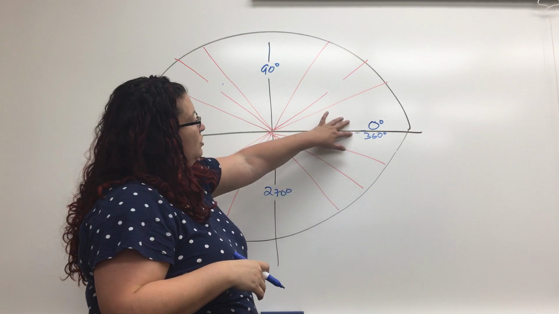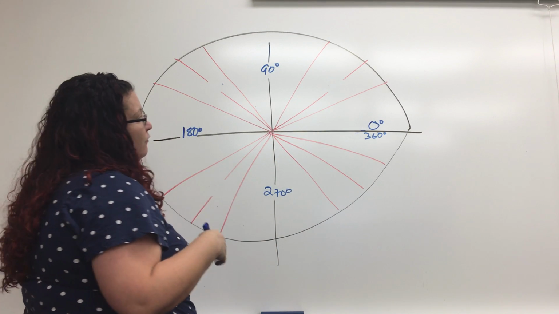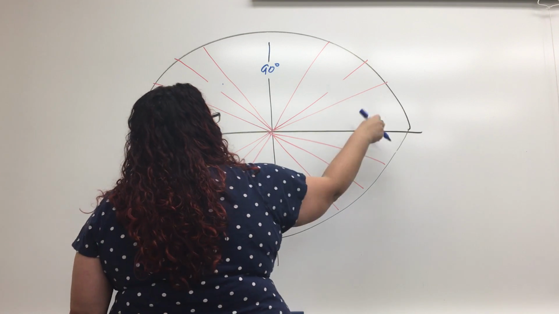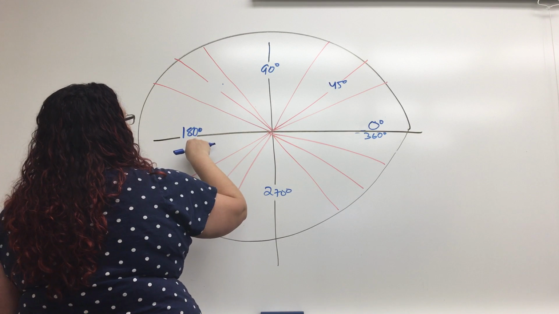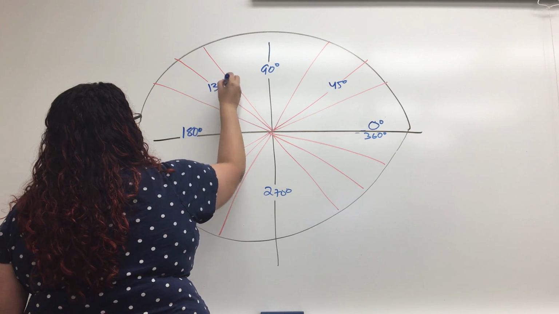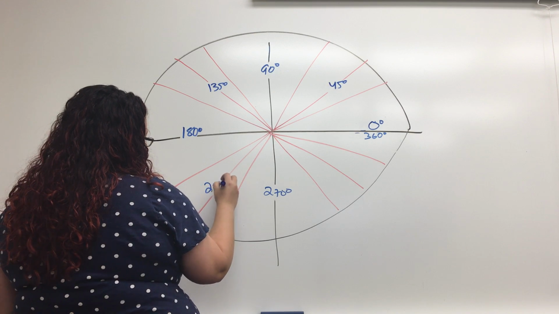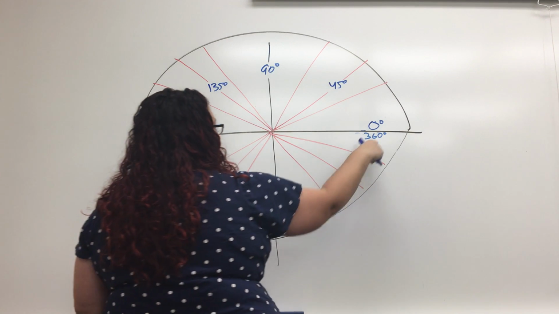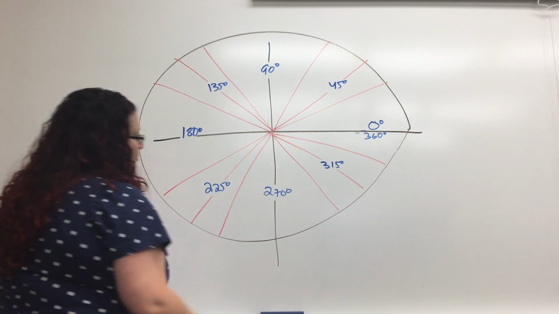This line always gets 2 angle measures. Now halfway in between those, we get the 45-degree angle marks. So halfway between 0 and 90 is 45. Halfway between 90 and 180 is 135. Halfway between 180 and 270 is 225. And halfway between 270 and 360 is 315 degrees.